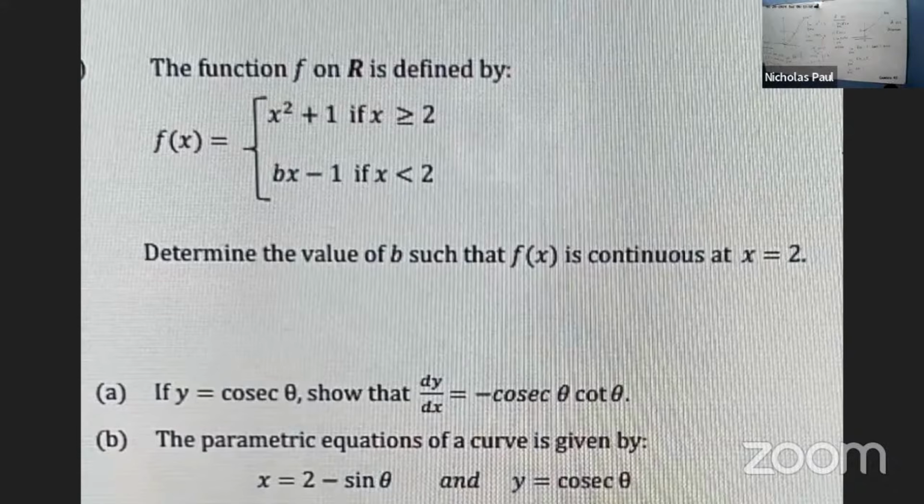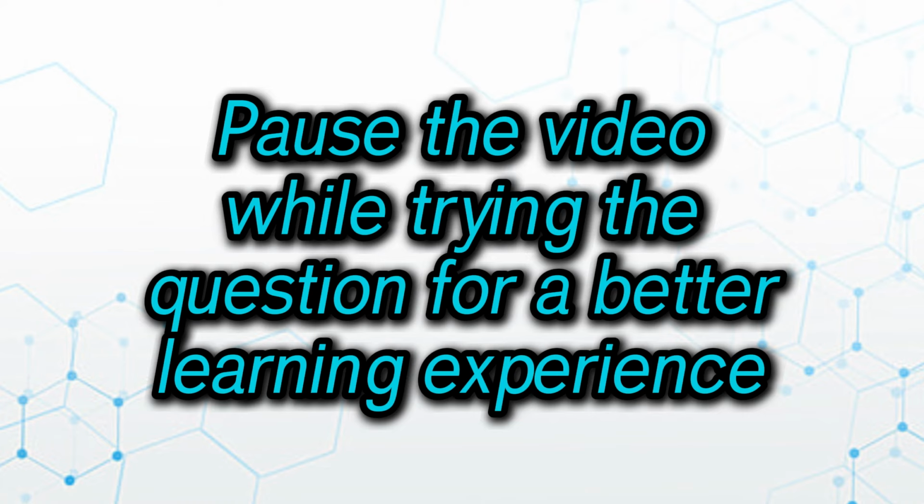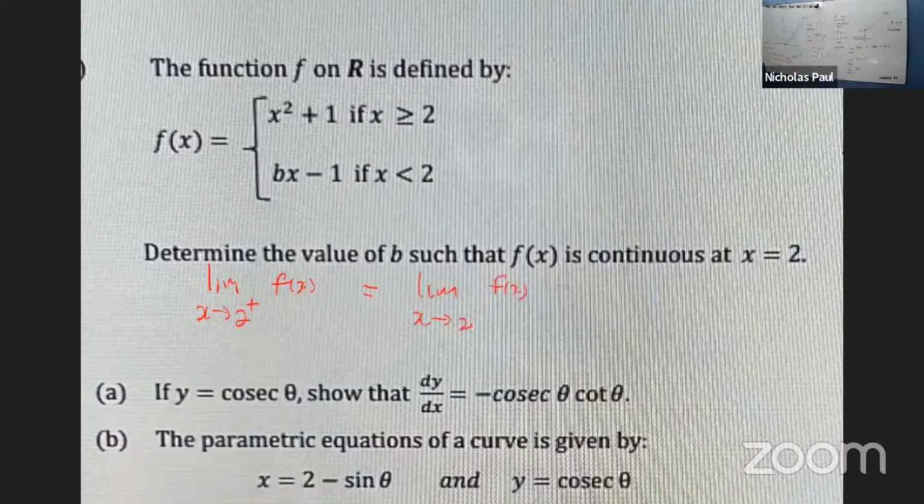Find the value of b if it's continuous. So as you approach 2 from the right, which function are you using again? One on top or below? On top. Nice. So that'll be 2 squared plus 1 is equal to b by 2 minus 1. Nice. 4 and 1 is 5. 5 minus 1 is 6.